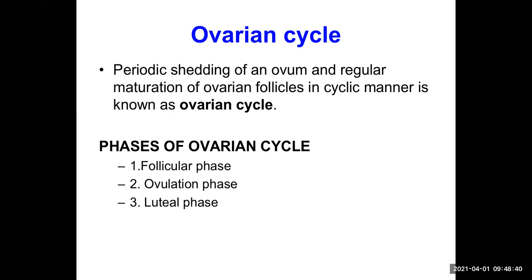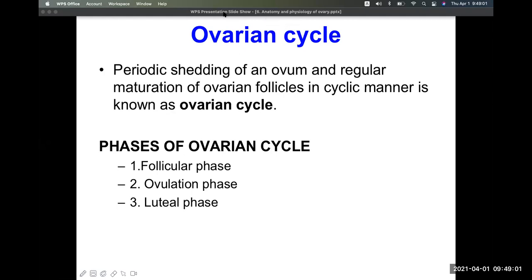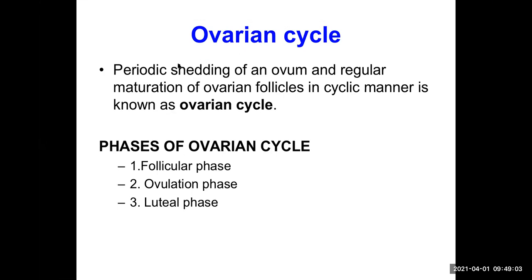Now what happens before ovulation, and what happens after ovulation? All these things are called the ovarian cycle. The phases of the ovarian cycle are the follicular phase, the ovulation phase, and the luteal phase. Let me clarify once again: ovulation occurs exactly 14 days prior to menstruation. Before ovulation is the follicular phase, and after ovulation it is the luteal phase.